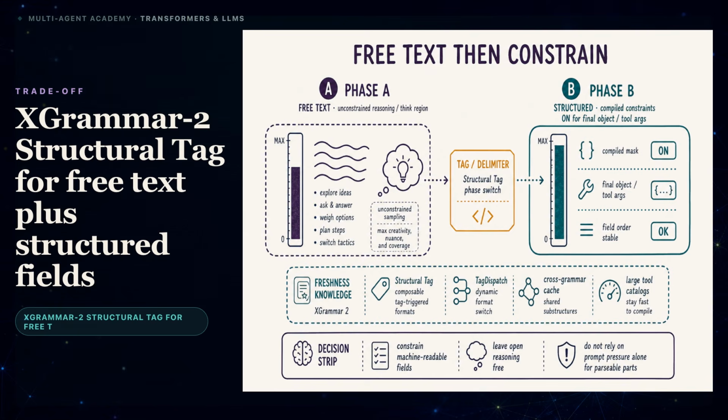Some applications need natural language text and machine-readable data in the same response. An agent might explain what it found, then return a structured tool call that another service must execute. Applying one grammar to the entire response would prevent the model from writing the explanation freely. XGrammar 2 introduces structural tag for this mixed format. The decoder leaves ordinary text unconstrained until a designated tag begins a structured section. At that point, it switches to the grammar assigned to that tag and constrains the fields inside the section. When the structured section ends, generation can return to ordinary text or move to another defined format.